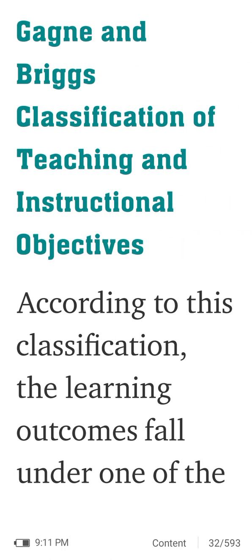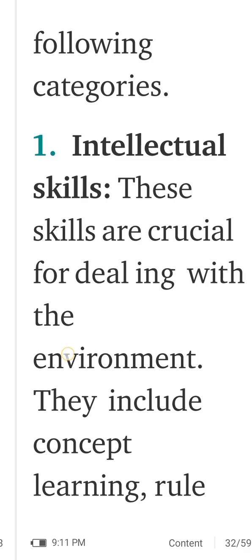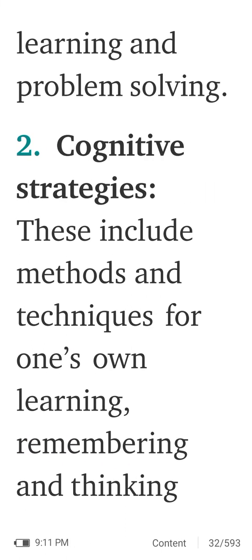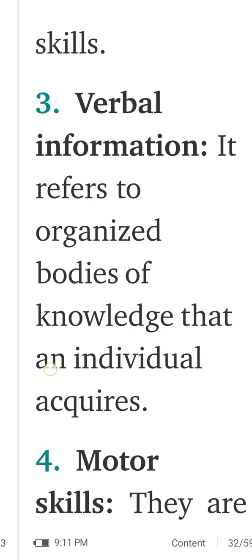Then Kane and Brick's classification of teaching and instructional objectives. According to this classification, learning outcomes fall into one of the following categories: intellectual skills. These skills are crucial for dealing with the environment. They include concept learning, rule learning, and problem solving. Then cognitive strategies. These include methods and techniques for one's own learning, remembering, and thinking skills.